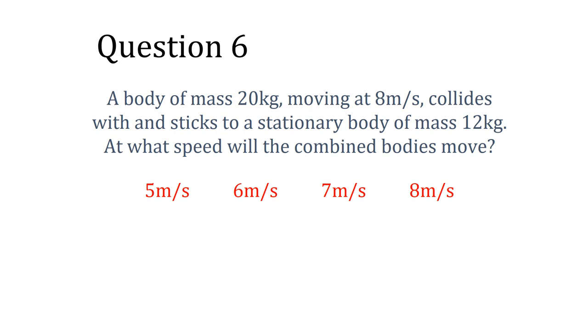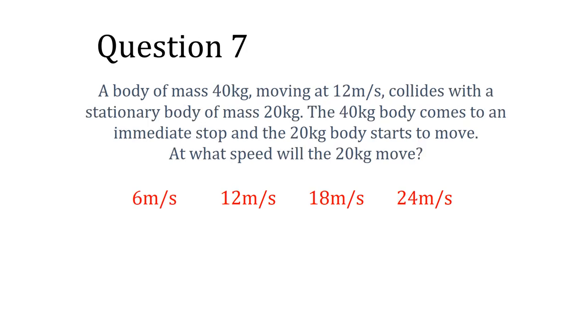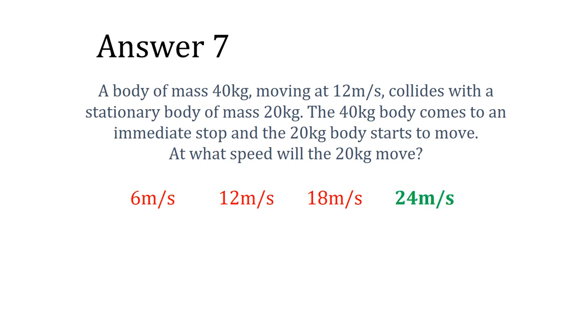A body of a mass of 20 kilograms moving at 8 meters per second collides with and sticks to a stationary body of 12 kilograms. What is the speed of the combined bodies? 5 meters per second. A body of a mass of 40 kilograms moving at 12 meters per second collides with a stationary body of 20 kilograms. The 40 kilogram body comes to an immediate stop and the 20 kilogram body starts to move. At what speed will the 20 kilogram body move?